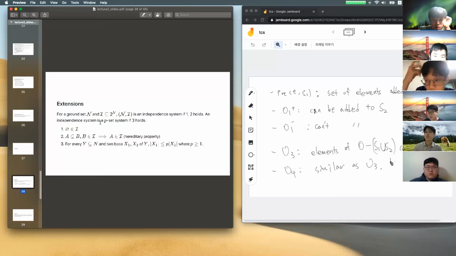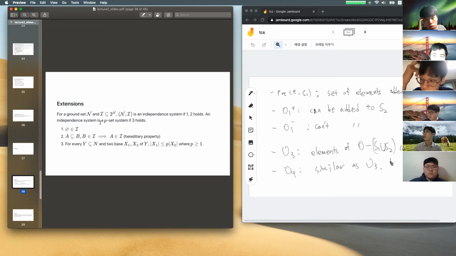Can you give me some time for the p-set system? I'm parsing it now. In a Matroid, every two bases have the same size, but if we replace the exchange argument with every two bases having size difference no more than p times, then such an independent system is called a p-set system. So I don't get it.